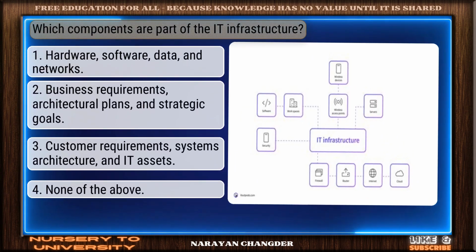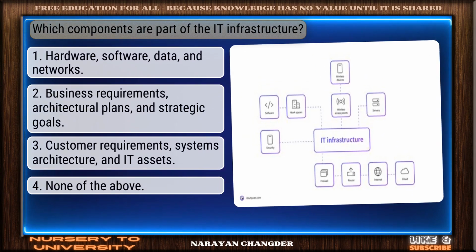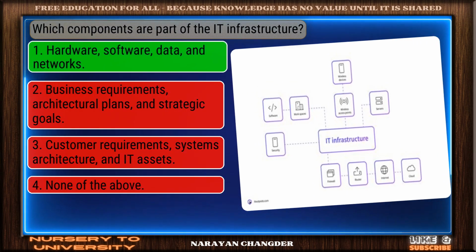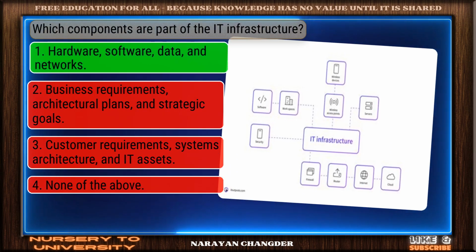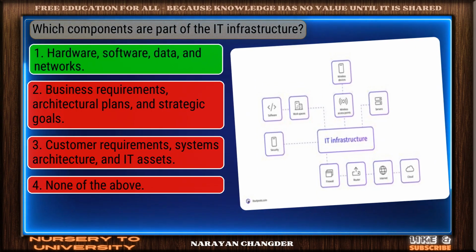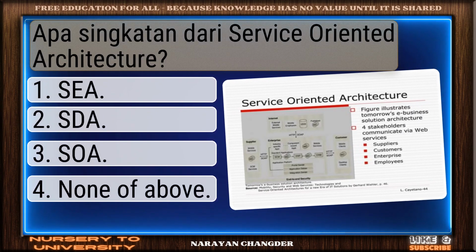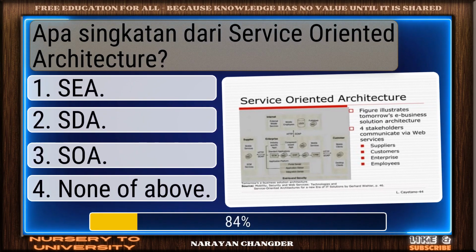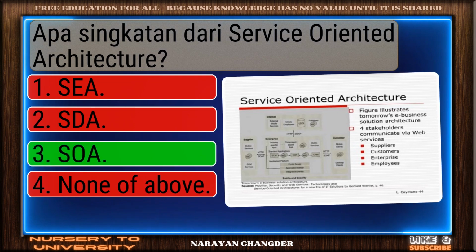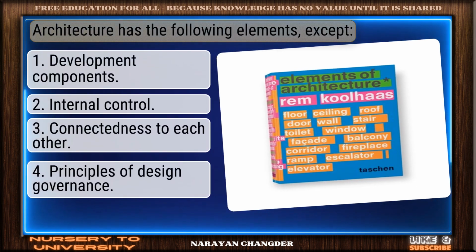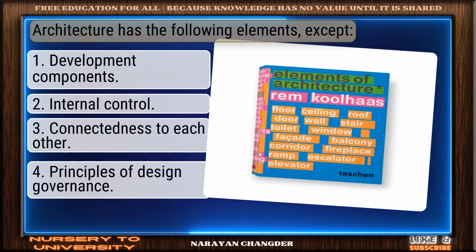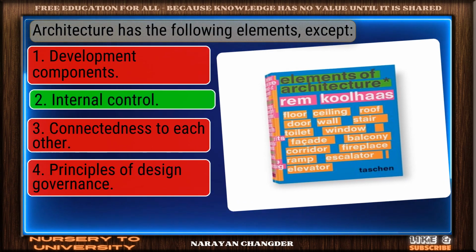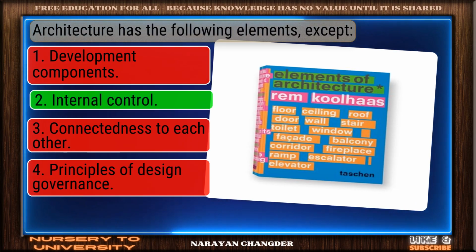Question number 56. Which components are part of the IT infrastructure? Nice work. You chose hardware, software, data, and networks, and it is correct. Question number 57. APA Singkatan Dari Service-Oriented Architecture. You got it? Your choice SAW is right. Question number 58. Architecture has the following elements, except. Well done. Internal control is the right choice.